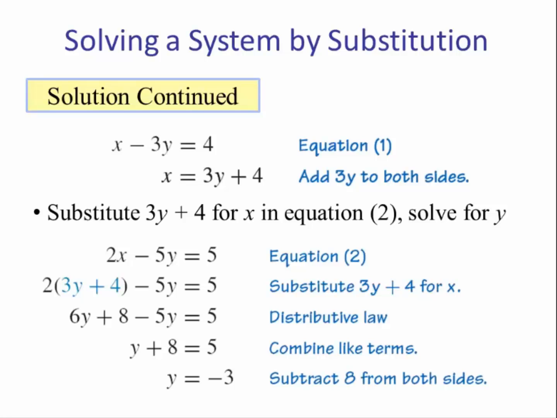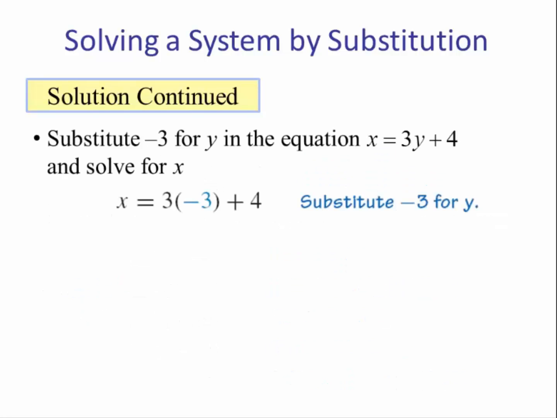Our next step is to take either original equation, and everywhere we see a y, substitute negative 3. Using the first equation, x equals 3y plus 4 becomes x equals 3 times negative 3 plus 4. Multiplying, we get negative 9. Negative 9 plus 4 is negative 5. So we write the solution. Remember, x always comes first. Negative 5, comma, negative 3.